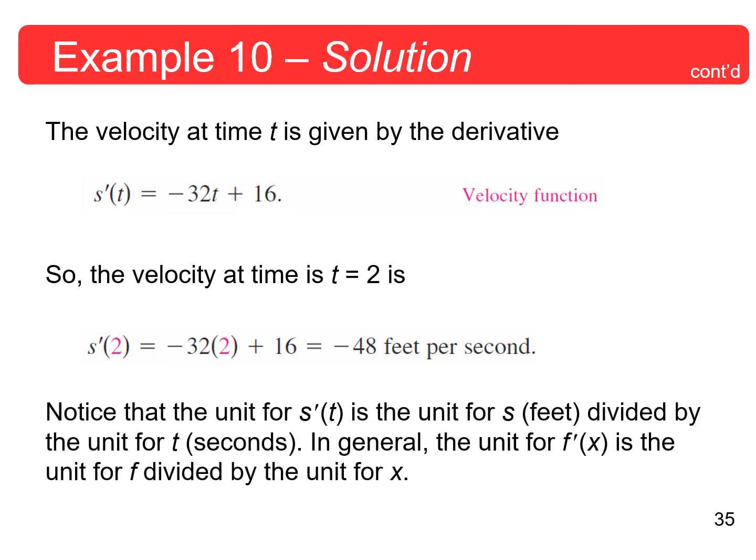Now notice that for s prime of t, the unit is the unit for s, which is feet, divided by the unit for time, which is seconds. In general, the unit for f prime of x is the unit for f divided by the unit for x.